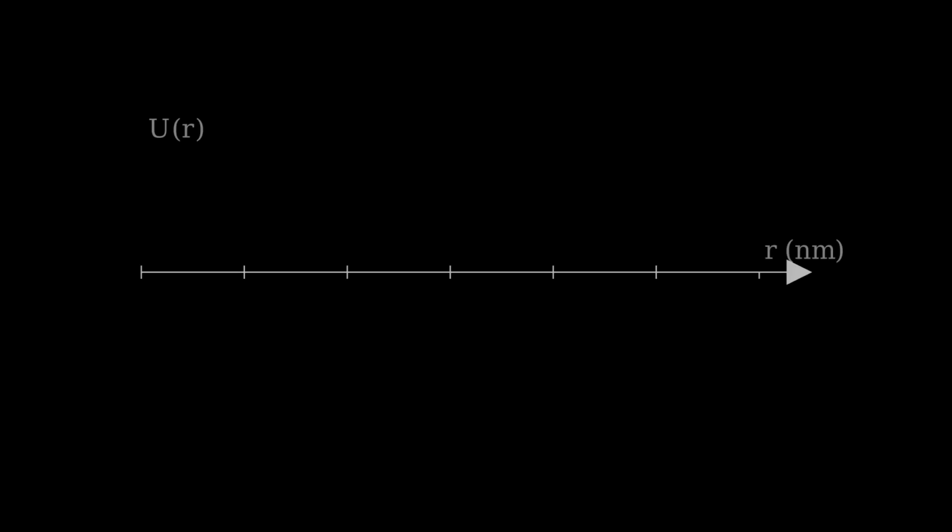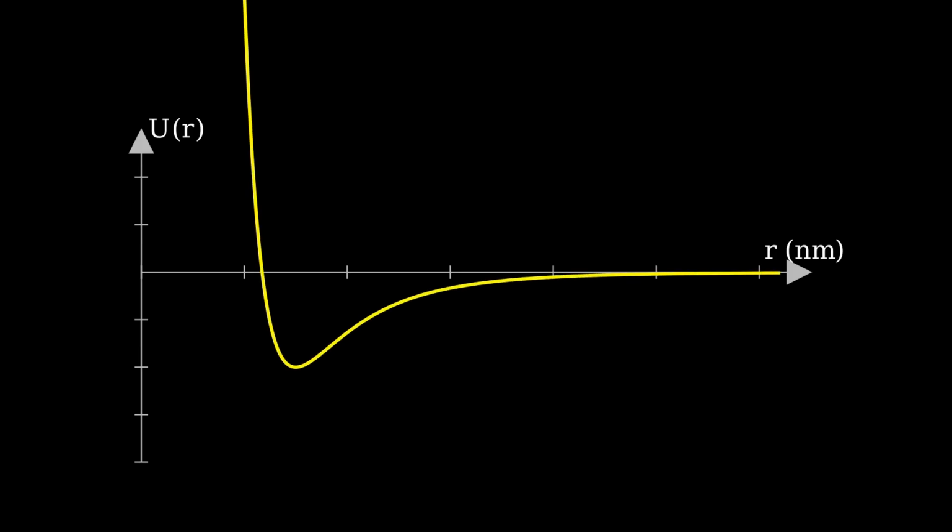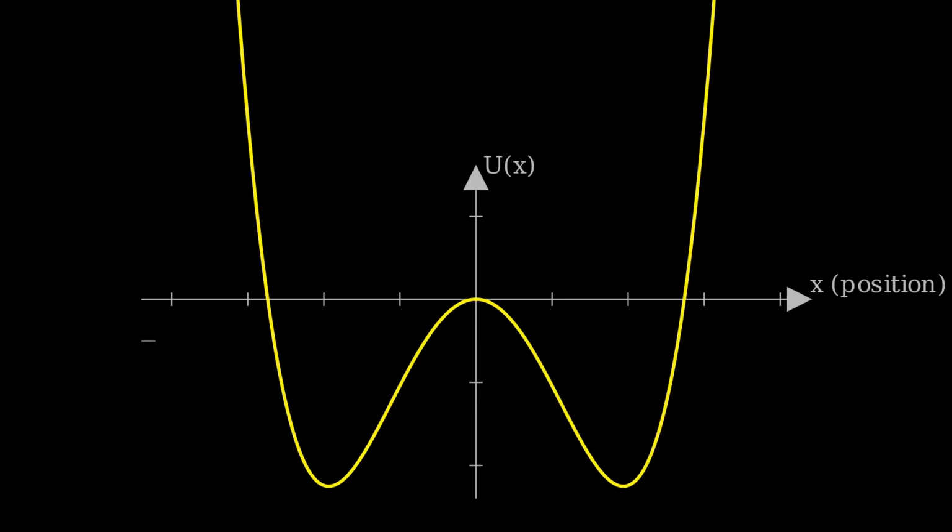For example, for bonded atoms, a typical molecular U of R dips to a minimum. The stable equilibrium separation is at that minimum. From the sketch, it's around R approximately 3 times 10 to the minus 10 meters. That's about 0.3 nanometers.